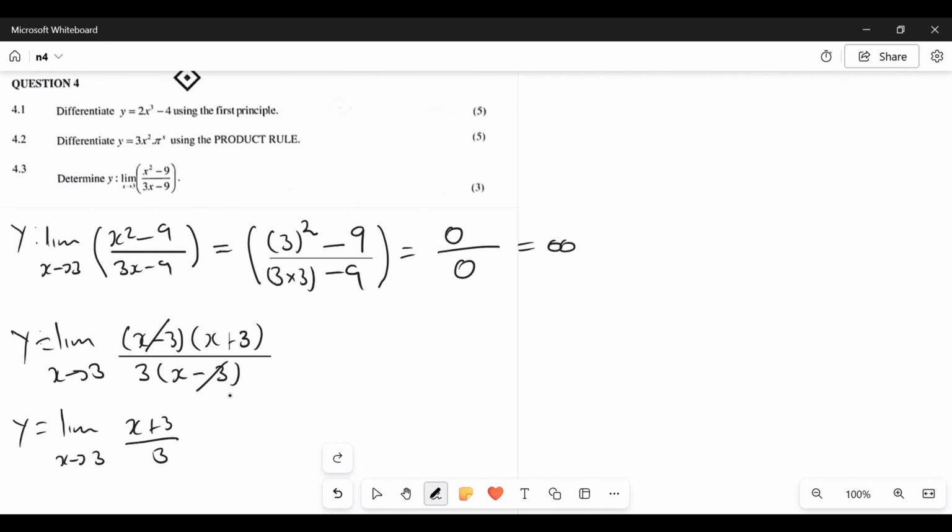So when it's like this, we can do direct substitution. Let me do it then. Wherever there is x, I'm going to substitute with 3. We have 3 plus 3 divided by 3. So 3 plus 3 is going to give us 6. Divided by 3, that is going to give us 2. So guys, this is our limit. Our limit is actually 2.